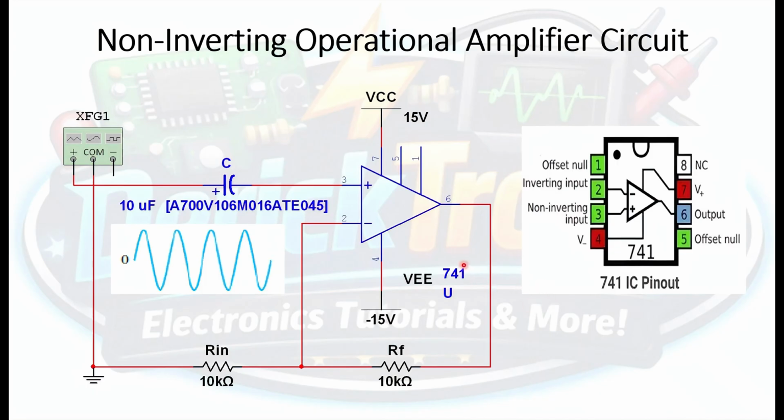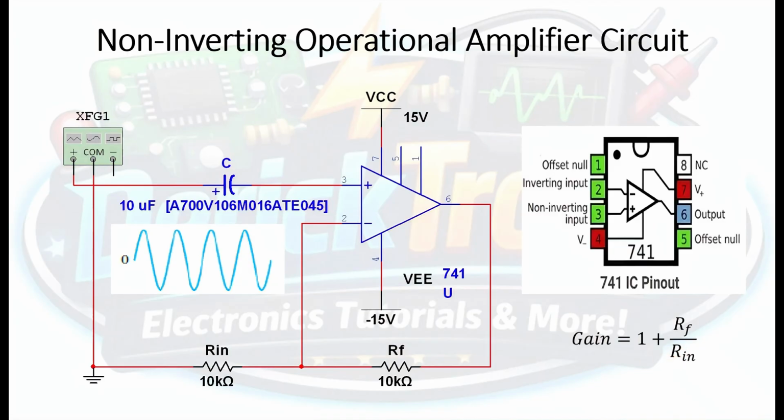Now, the factor of amplification, or the amplification factor, would depend on the gain of the non-inverting operational amplifier circuit. The gain, same like the inverting op-amp, would depend on the values of the feedback resistor and the input resistor here. The formula is as follows. Gain is equal to 1 plus the ratio of the feedback resistor over the input resistor. See here.